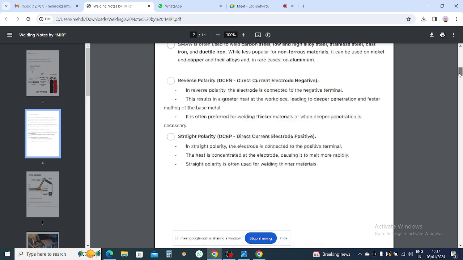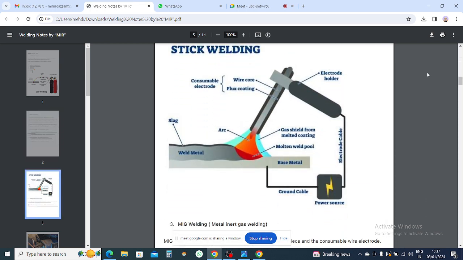Whenever we do welding, we have to protect it from the atmosphere, which means protecting it from oxygen. You can see the gas shield from the melting coating. This gas protects the welding from air and oxygen. There is an electrode and a flux coated on it. The flux works as a gas shield, a protecting layer that protects the welding from oxidizing in air.